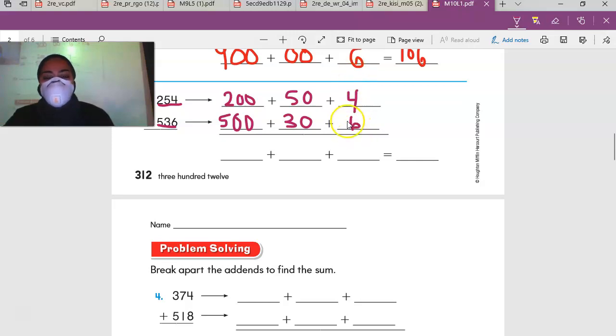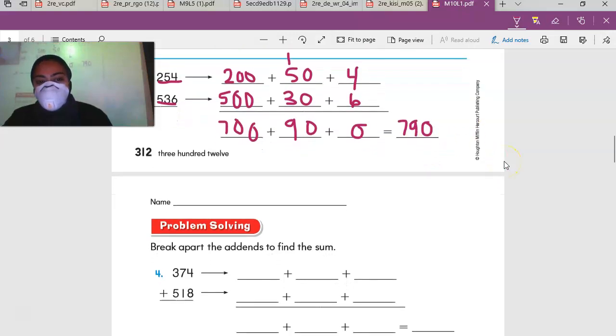Now we add down. 4 plus 6 is 10. So 0 goes in the ones place and 1 goes in the tens place. 0 and 0 is 0. 5 plus 3 plus 1 is 9. That's 90. And then 0 plus 0 is 0. 0 plus 0 is 0. And 5 plus 2 is 7. When we put this number together, it makes what, class? 790. Excellent job. 790.